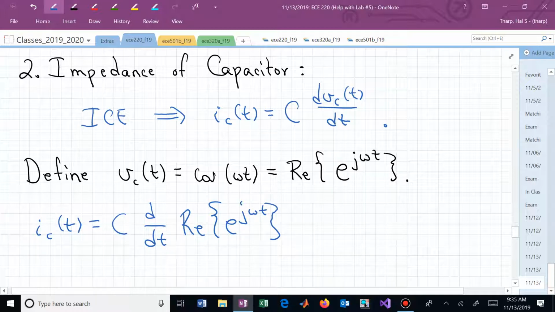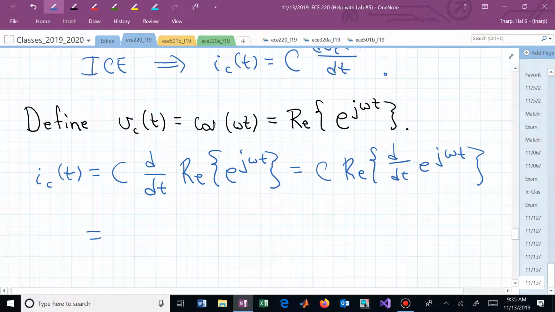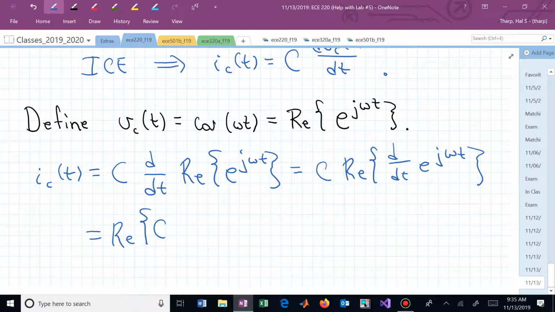And luckily for that real function, we can slide constants, and we can slide the operation of differentiation, into the argument of that real function. So now we have c times the real part of the derivative of e to the j omega t. Let's put the capacitor value inside there, and now we have c. What happens when we differentiate e to the j omega t with respect to t?